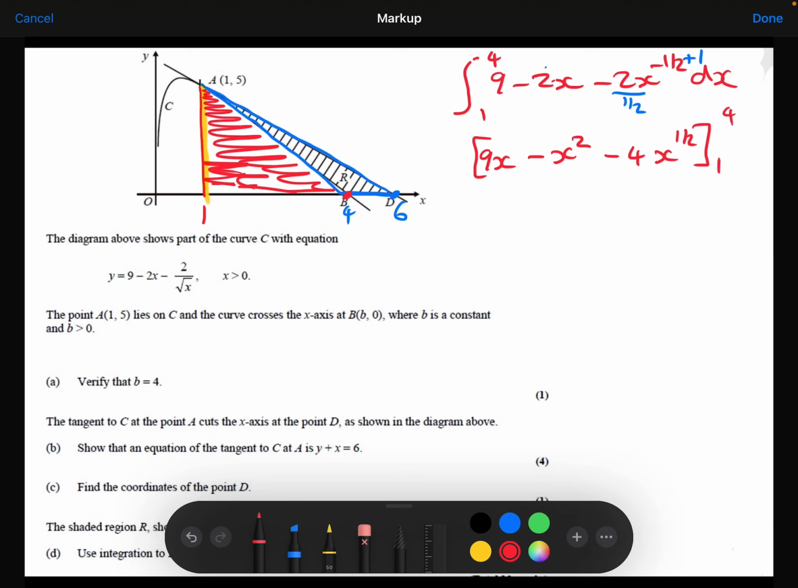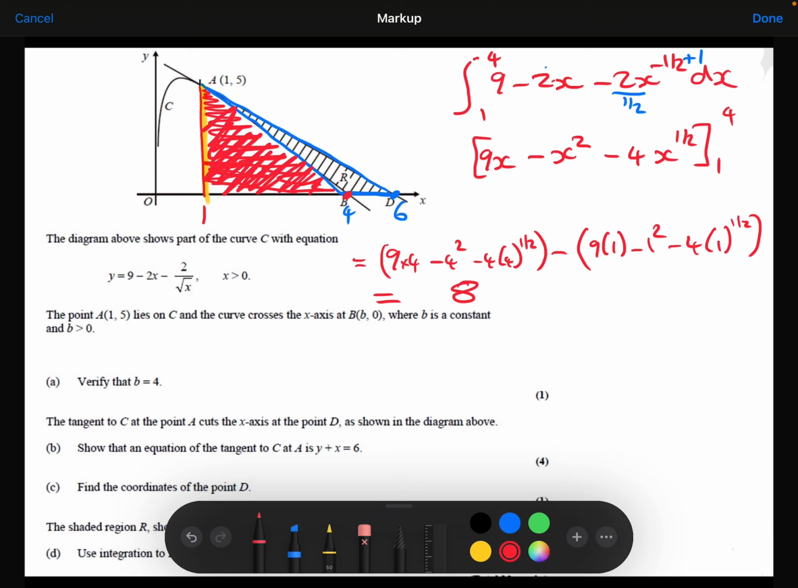So we've integrated. We're now going to substitute the limits into this then. So we'll get 9 times 4 minus 4 squared minus 4 lots of 4 to the power of a half. Then substitute the lower limit, substitute 1 into this. And all of that gives me an area of 8. So the red area underneath here has an area of 8.